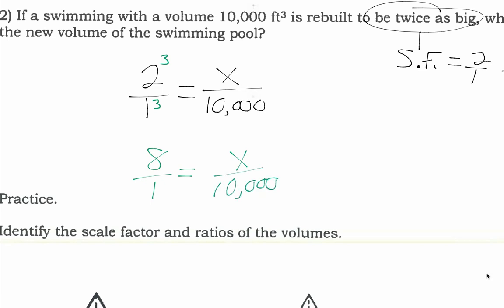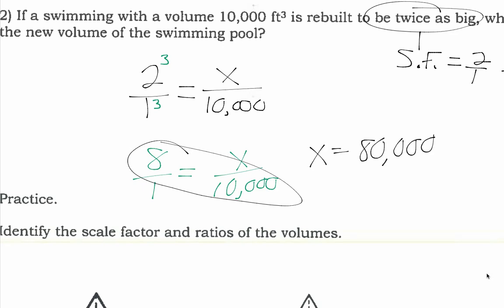So while all the dimensions are getting 2 times bigger, since there's 3 dimensions, each getting 2 times bigger, that's 2 3 times. That's going to be 8. 2 times 2 times 2. So x is going to equal 80,000. So the amount of water is going to be 8 times bigger.